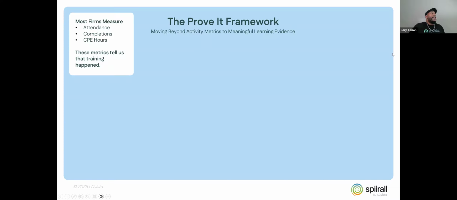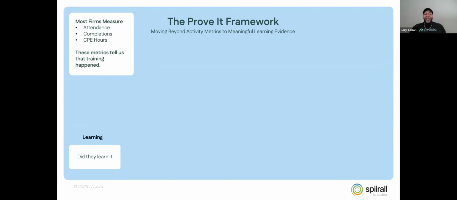And again, we're getting some capacity as we have a platform that is really helpful in taking into account those compliance metrics that tell us ultimately that training happened. But the first step in this framework is learning, right?